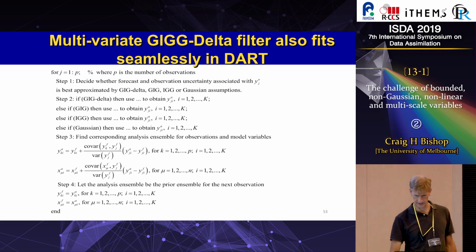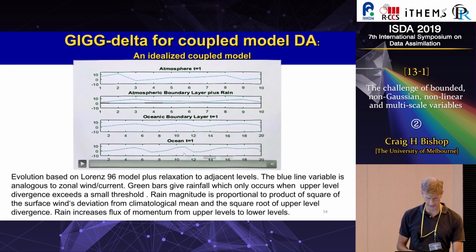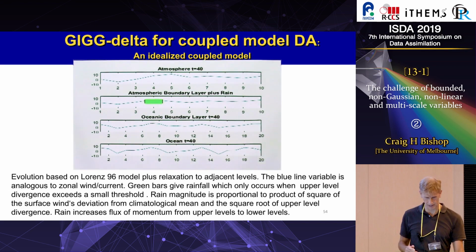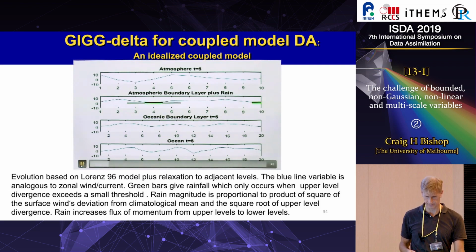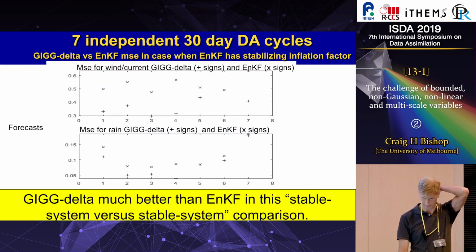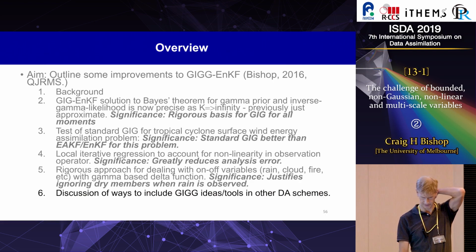And this is a little example where I had a coupled model that has those green bars of rain. I don't really have time to talk about this very much. This is without the nonlinear regression step, but I just did a bunch of experiments, and this GIGG-Delta does better than the EnKF for rain or wind or current. So that's sort of the end of that.